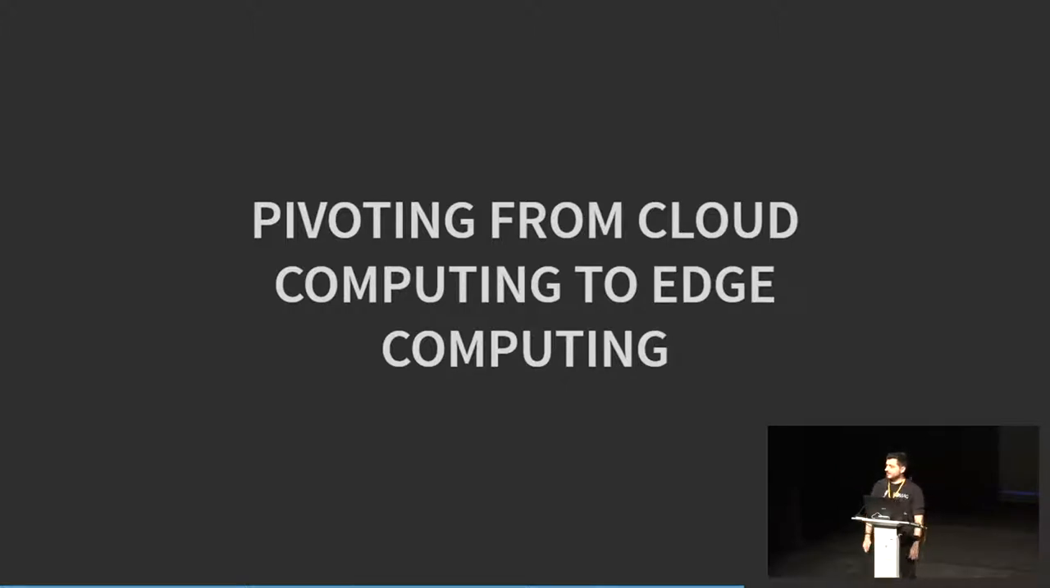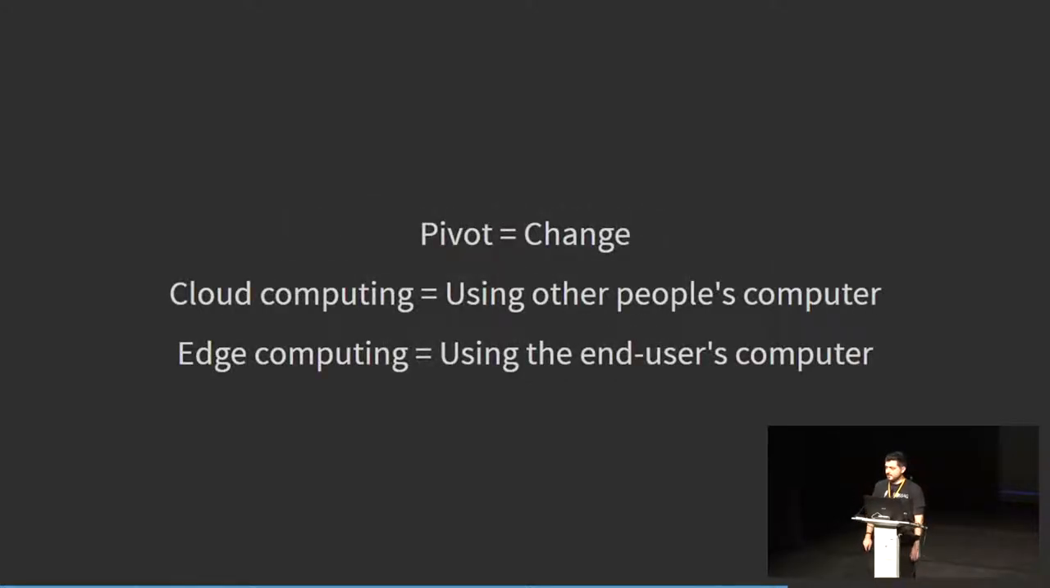Isn't that cool sounding? Right? Well, in case you don't understand this, there's a little dictionary. Pivot means to change. Cloud computing means using other people's computers, because remember, there is no cloud, there's only other people's computers. Can I get everybody to say this? There is no cloud, but other people's computers. Yes. And there's this edge computing idea, which is using the end user's computer, which is fancy sounding.